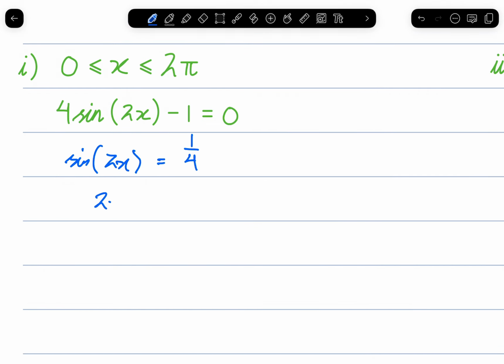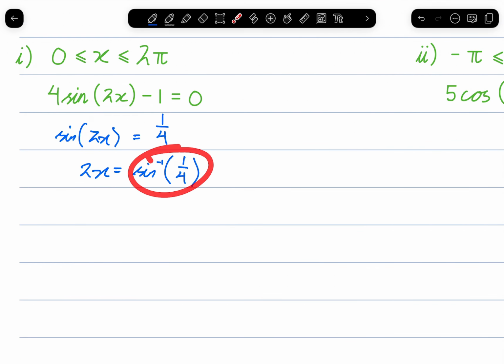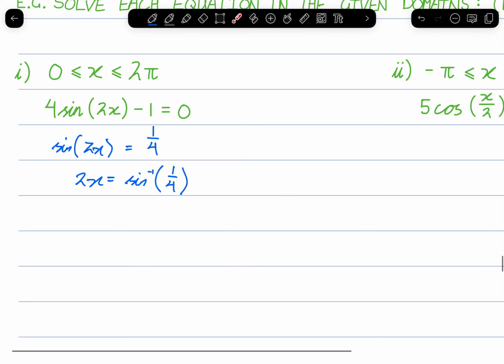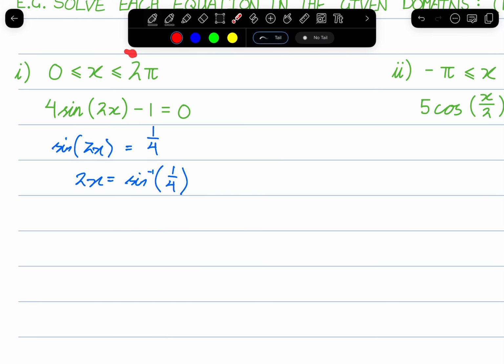Taking the inverse of this, you get sine inverse of 1/4. Now from here, we actually don't need to do the input just yet because you can leave it in exact form as sine inverse of 1/4. So from here, we do the adjusted domain. You can see that all the things that we're going to check are 2 times x here. So it's going to be from 0, 2x, until 4 pi.